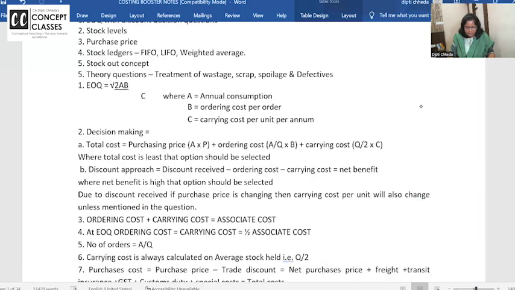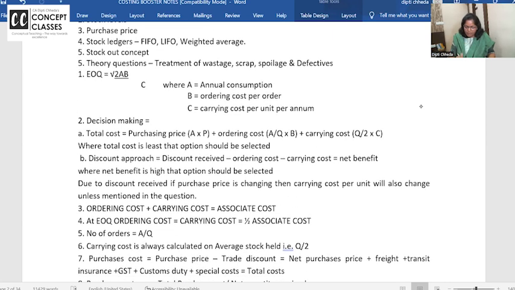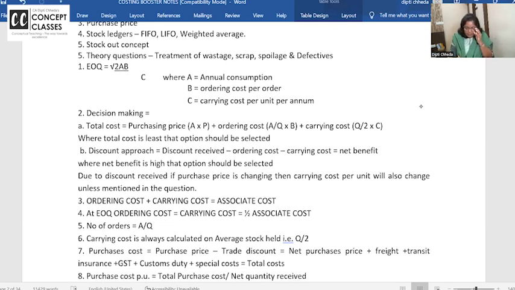Now before I close, let me move on to the booster notes. EOQ I told you. What is ordering cost and carrying cost and how to calculate that? You know what is ordering cost? A by Q. My annual requirement is 1 lakh and I am buying 10,000 units. Can I say this is number of orders 10? 1 lakh units I want to buy, divided by 10,000 units I am buying. So what is the number of orders? A by Q, number of orders into ordering cost.